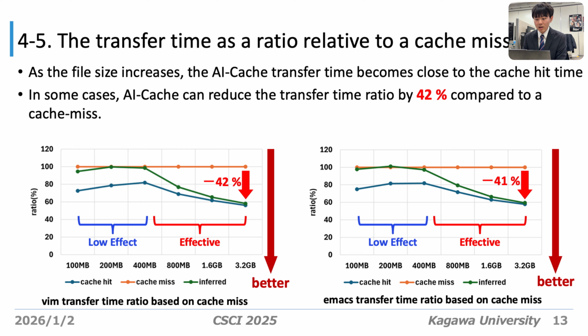For 3.2 GB file, it reduces the transfer time by about 42% compared to the cache miss case. In the right figure, the Emacs result was similar to the left figure. For 3.2 GB file, it reduced transfer time by about 41% compared to a cache miss case.